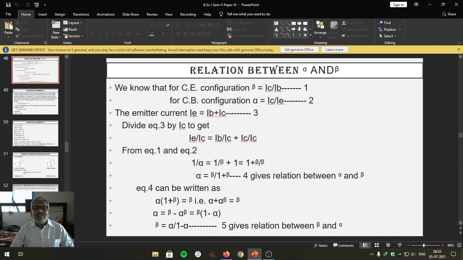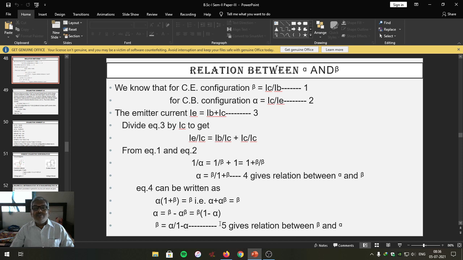Multiply alpha with this bracket so as to get alpha plus alpha beta is equal to beta. Now take alpha beta to the right side. That is, alpha is equal to beta minus alpha beta. Take beta common. Therefore, alpha is equal to beta into bracket 1 minus alpha. Therefore, beta is equal to alpha upon 1 minus alpha.